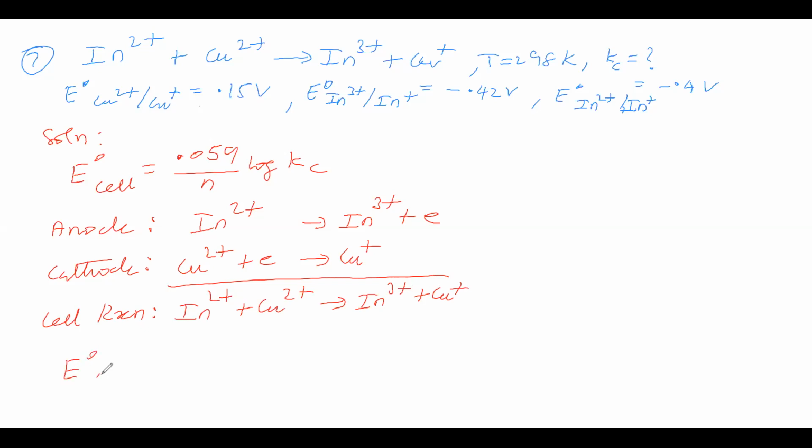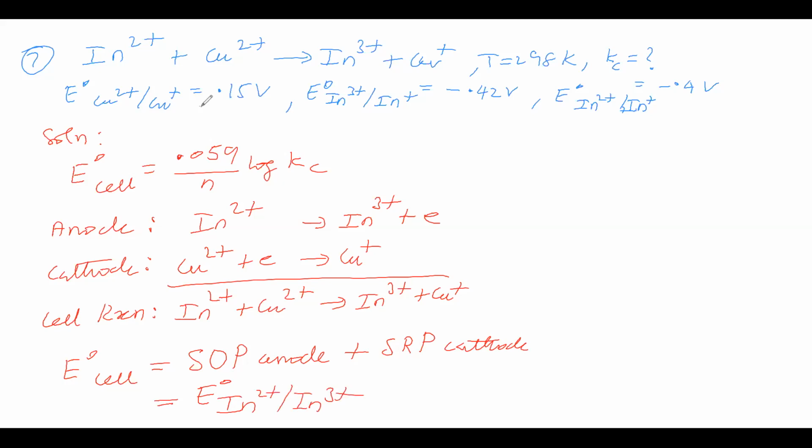E naught cell is equal to what? This E naught cell we have to substitute. E naught cell is equal to SOP of anode plus SRP of cathode. Cathode means reduction, so we have to take SRP of cathode. SOP of anode means at the anode oxidation is taking place, that means In2+ is converting into In3+.